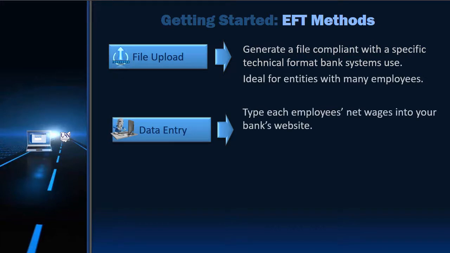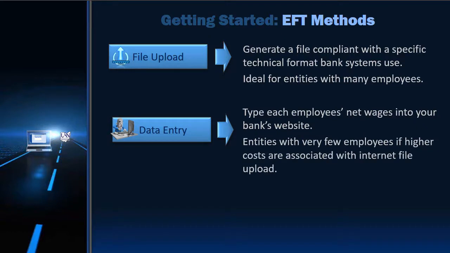The data entry method usually involves entering each employee's net wages directly into a form on your bank's website after you post the wages with UAN. Even with this method, you will not waste warrant paper since it will print pay stub vouchers instead of warrants. However, it is not ideal because it provides more opportunity for human error and it adds extra work to your schedule. We only recommend it in cases where your bank does not offer file upload, or maybe if you have very few people on payroll, such as 5 to 10 people.